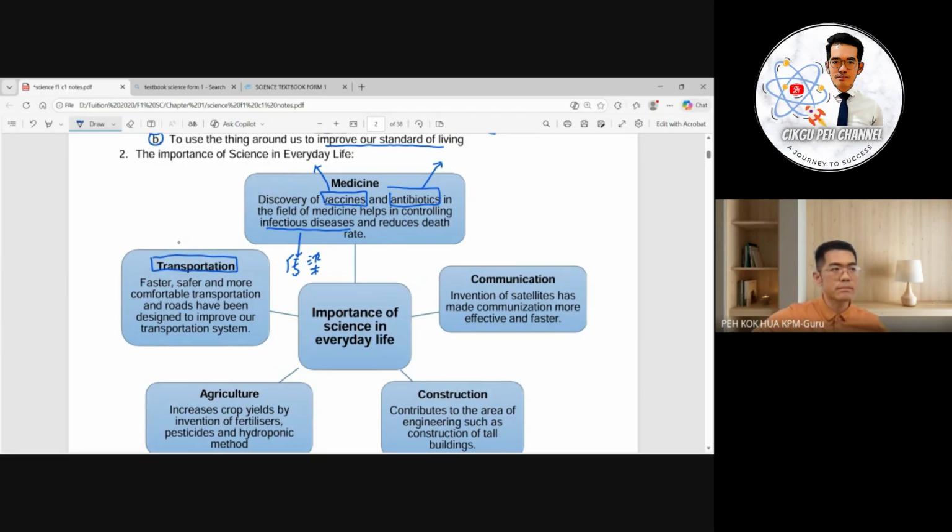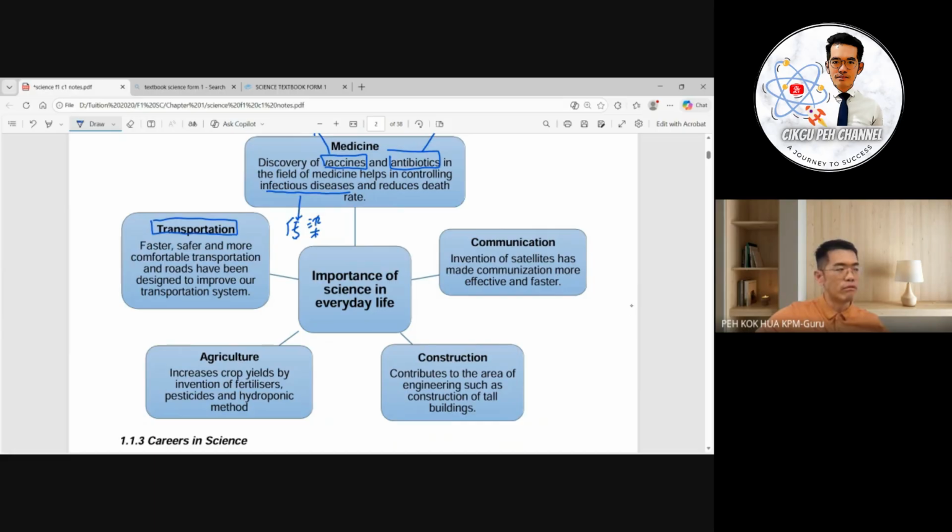Okay, then the second field we go to transportation. 交通。transportation 是交通啊。Okay, so faster, safer, and more comfortable transportation and road have been designed to improve our transportation system. Okay, for example, we don't need to walk anymore for longer distance. We have aeroplane, we have train to take, and some more. So this is also related to science now.